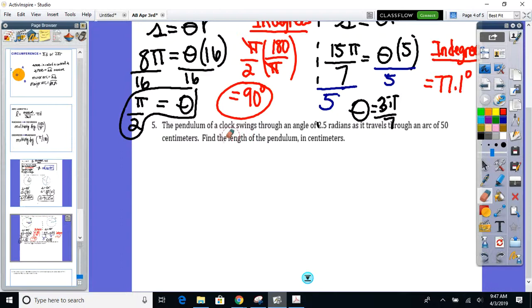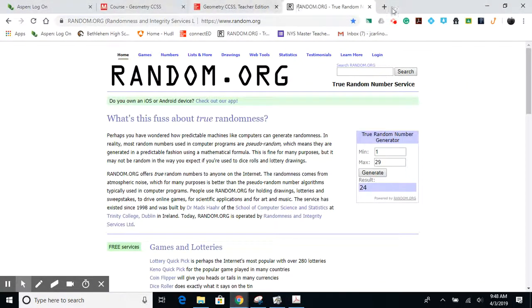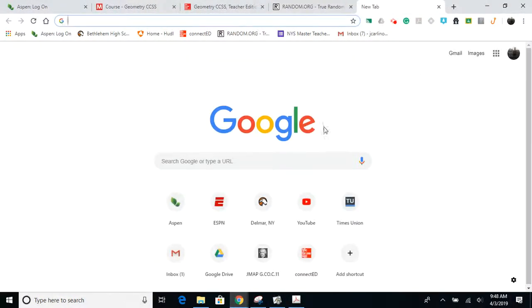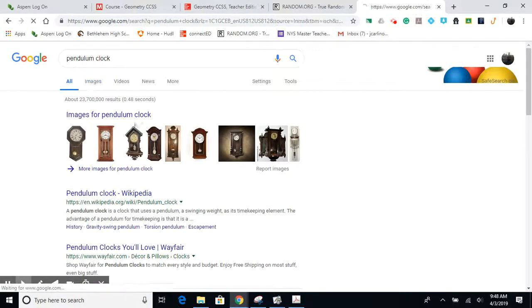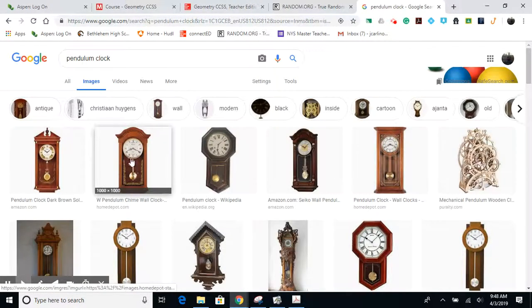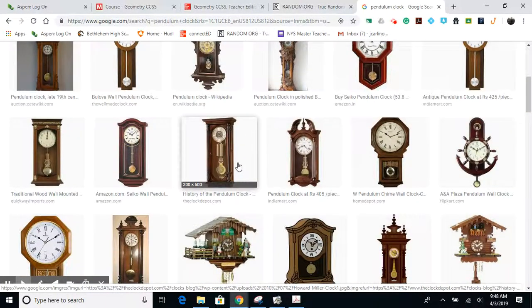All right, I always have to go to the old Google Images for this one because I got some youngsters in the class. The pendulum of a clock. Any idea what we're talking about? Pendulum. Here you go, kids. Pendulum clock. All right, that's this bad boy right here. The part that hangs down from the actual clock face. Okay, everyone good there?